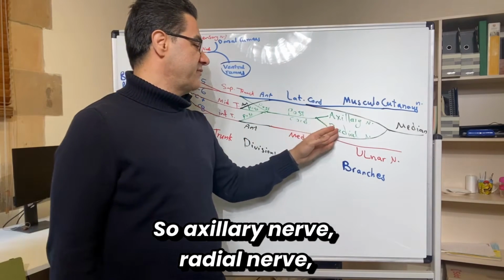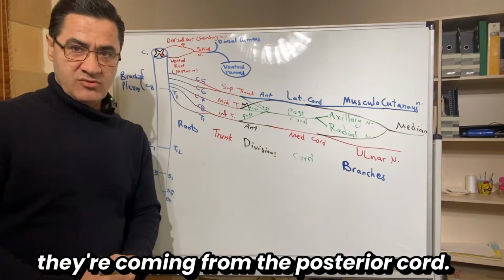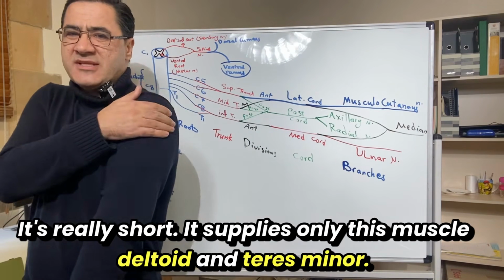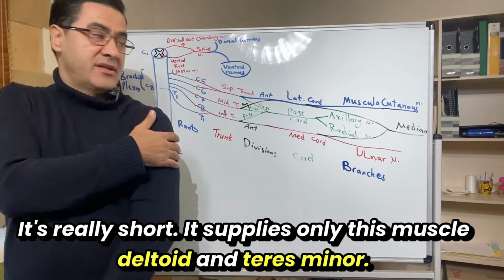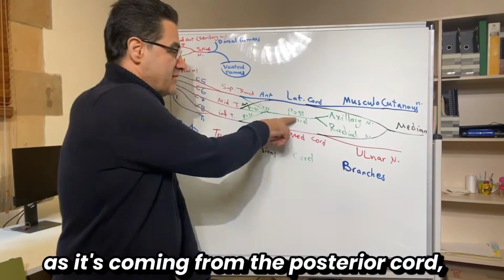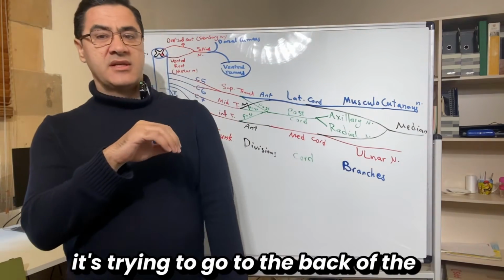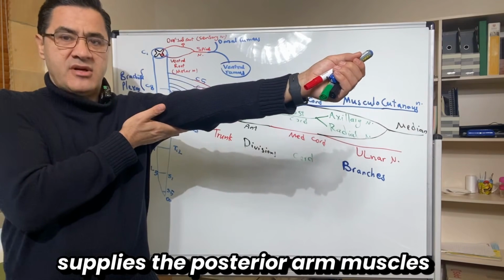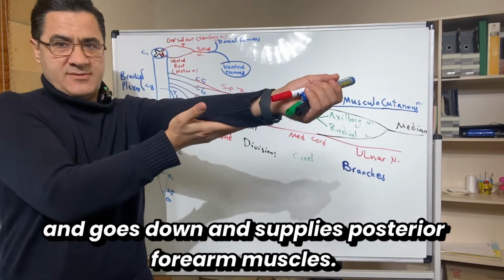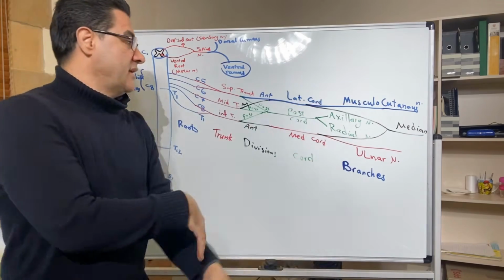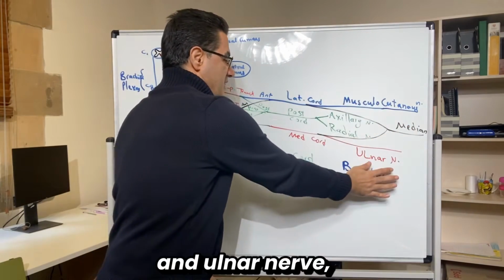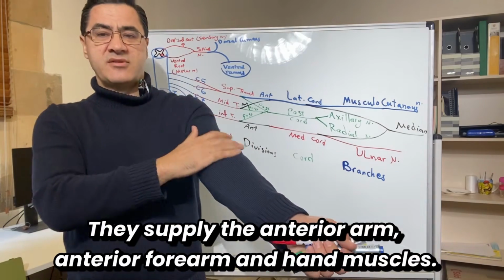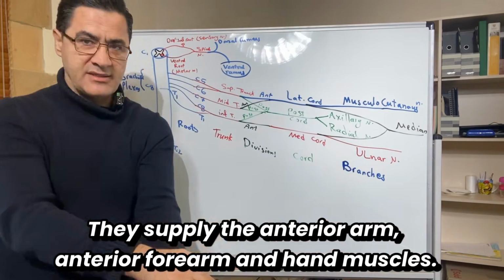So axillary nerve, radial nerve, they're coming from the posterior cord. The axillary nerve is really short, it supplies only the deltoid and teres minor. Whereas the radial nerve, as it's coming from the posterior cord, it's trying to go to the back of the posterior arm and supplies the posterior arm muscles, and goes down and supplies posterior forearm muscles. Whereas the musculocutaneous and ulnar nerve, they're coming from the anterior division. They supply the anterior arm, anterior forearm, and hand muscles.